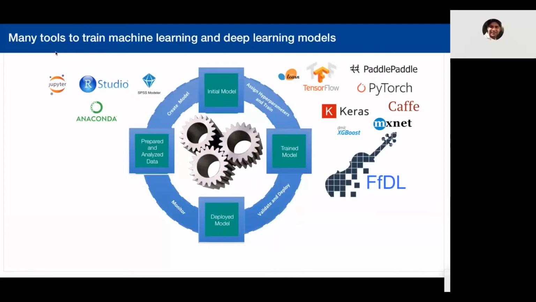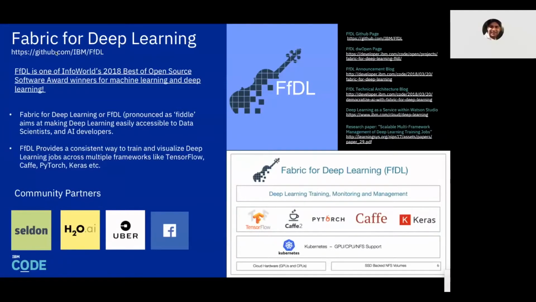And since there were many projects, we launched in open source something called FfDL, Fabric for Deep Learning, which essentially allows you to create a consistent experience on top of these various libraries. And FfDL actually won an InfoWorld Award last year for Best of Open Source Software. And we are not doing it alone. We are actually doing it with community partners. So FfDL is focused on training, right?